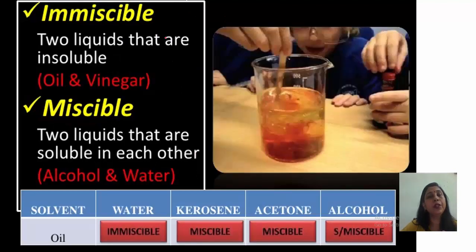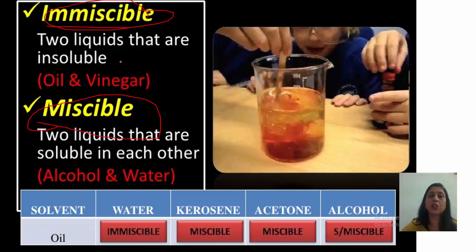Now, if our solute is liquid, if the solution is liquid in liquid, we use the term immiscible and miscible. Okay, immiscible and miscible. If two liquids are insoluble, then it is known as immiscible. Oil and water, petrol and water, oil and vinegar. So these are immiscible liquids because they do not get mixed. Whereas two liquids that are soluble in each other, that can be mixed, are known as miscible liquids. Say alcohol and water, we can give the example of vinegar and water also.